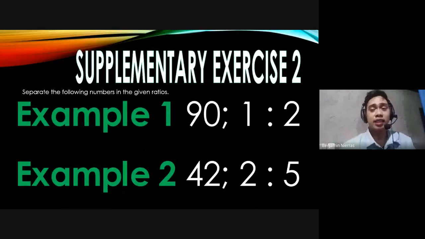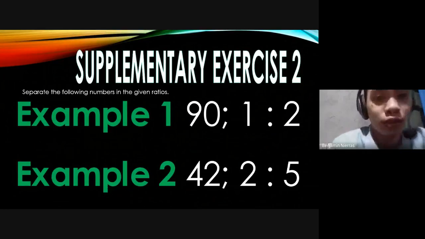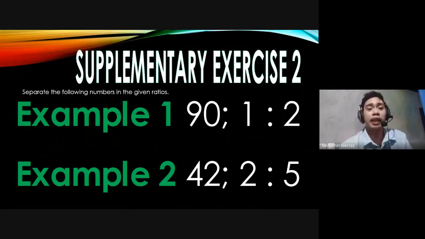Supplementary exercise number 2, separate the following numbers in the given ratios. Example number 1, suppose we have 90, and you will separate 90 in the ratio of 1:2. Example number 2, 42 as a whole number, divide this 42 into 2:5. So let's go to example number 1.